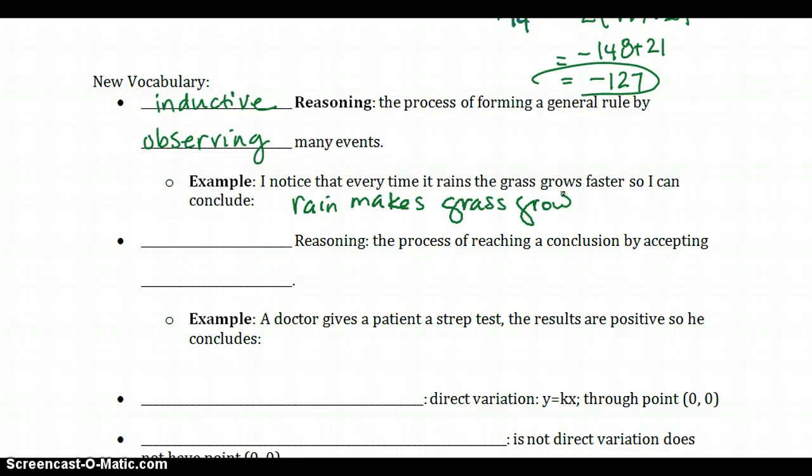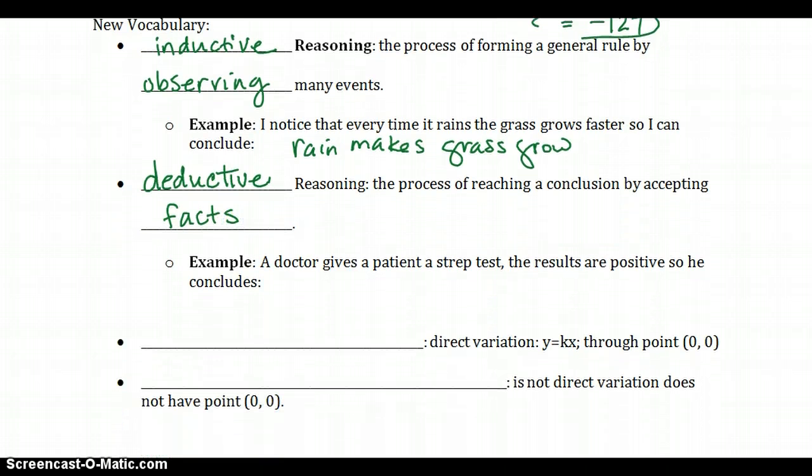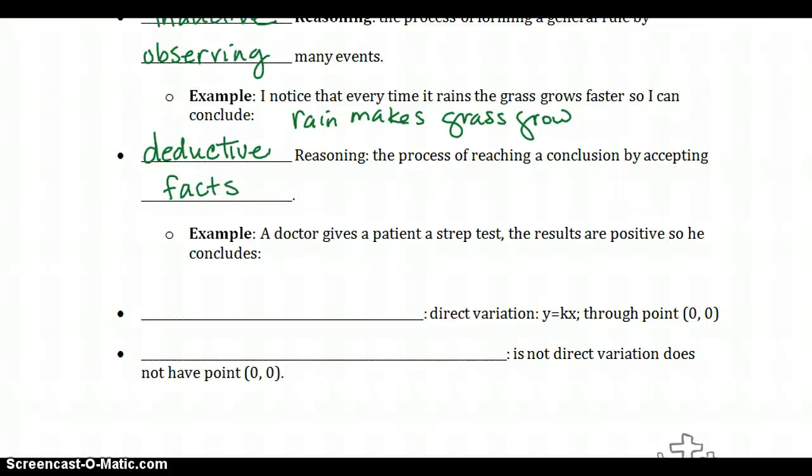That's an observation. Okay? Deductive reasoning is the process of reaching a conclusion by accepting facts or rules. It's because of the facts we can make our conclusion. For example, a doctor gives a patient a strep test. The result of the strep test is positive, so the doctor concludes that the patient has strep.